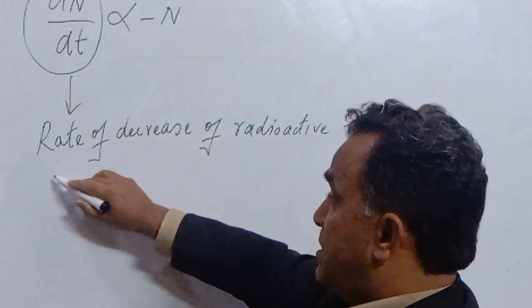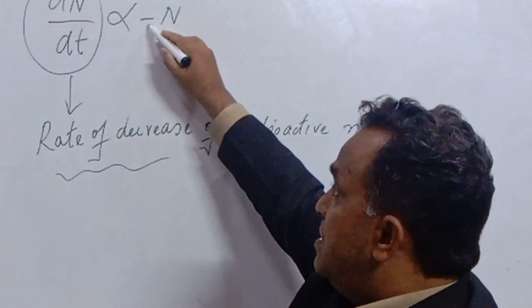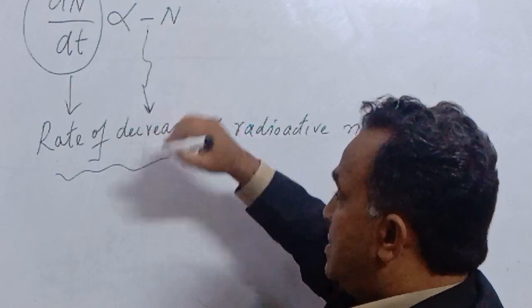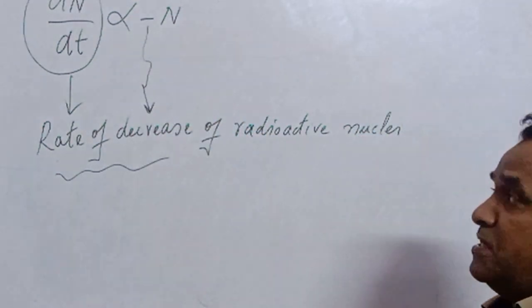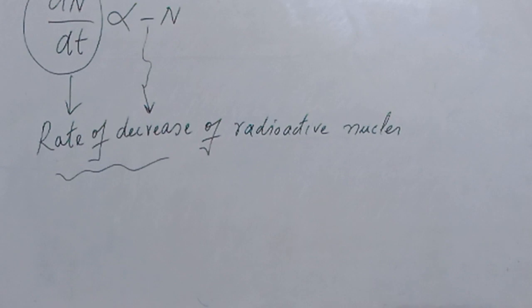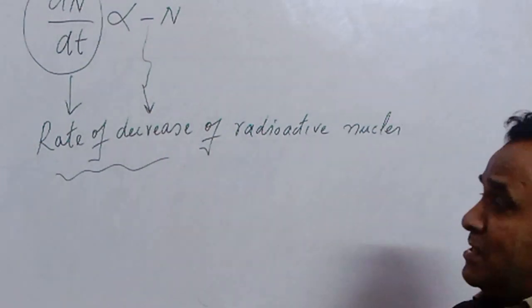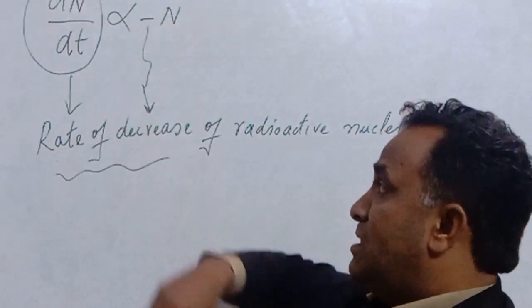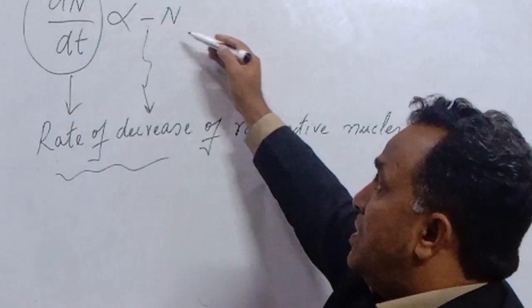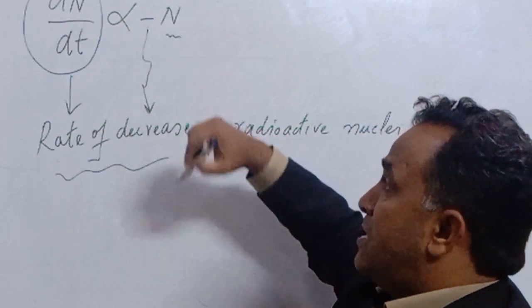Because here we are saying that this is a rate of decrease, due to the negative sign. So the negative sign is indicating that the radioactive nuclei will be decreasing with the passage of time, and this rate dN over dt is proportional to the number of radioactive nuclei present at any time t.